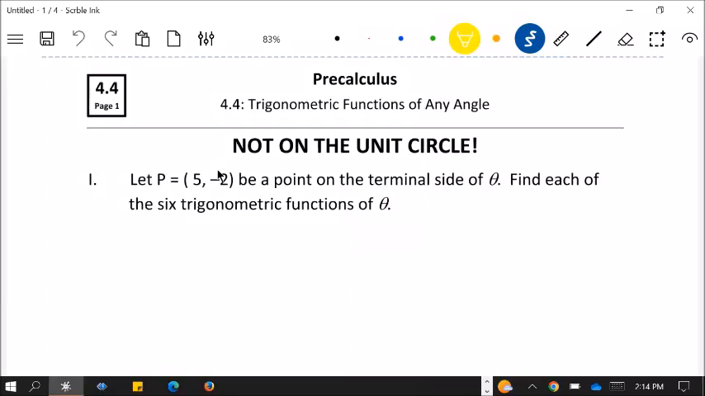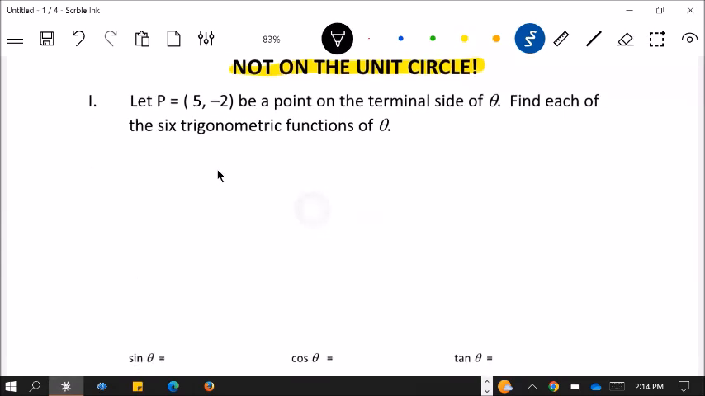Welcome. We're now looking at trig functions not on the unit circle. So let's take this point, 5, -2. I'm going to make a little place showing where it is. 5, let's say it's out here, and -2 is there. We're at this point. What we have is an angle, a right angle.